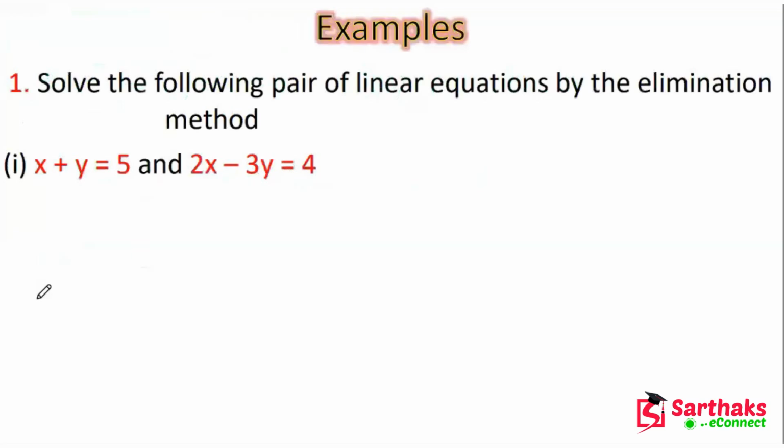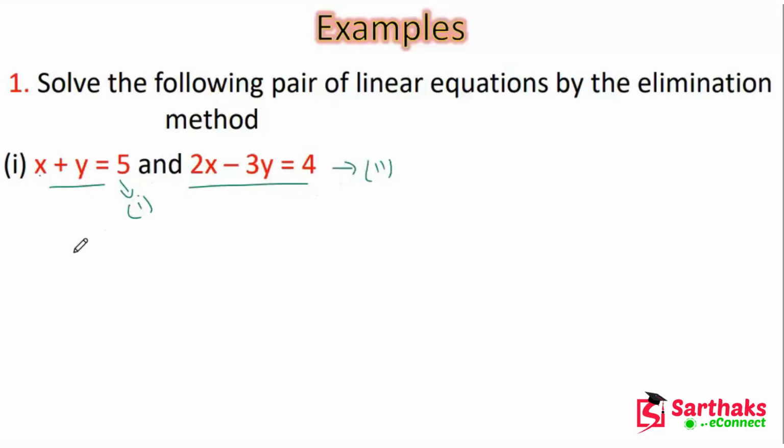Now let's do an example directly. Solve the following pair of linear equations by elimination method. The first equation is x plus y equals 5 and the second is 2x minus 3y equals 4. First of all, the coefficient of x here is 1 and here the coefficient of x is 2. So we have equation first and equation second.